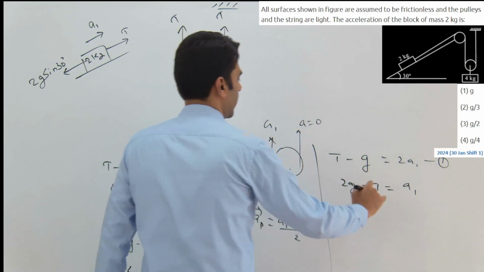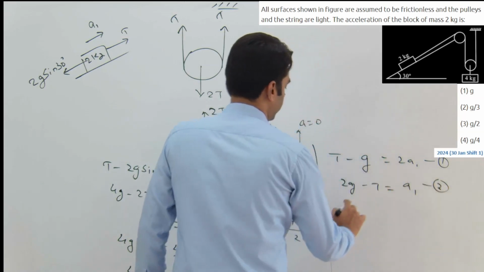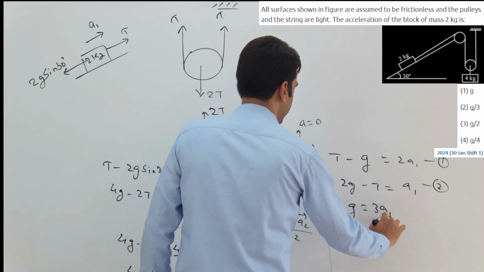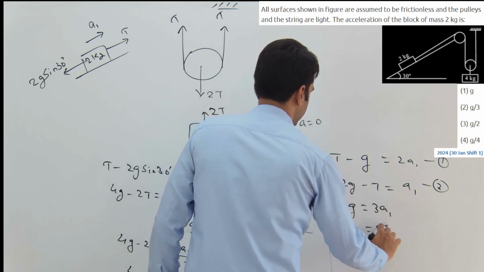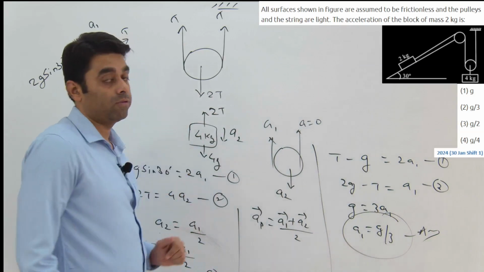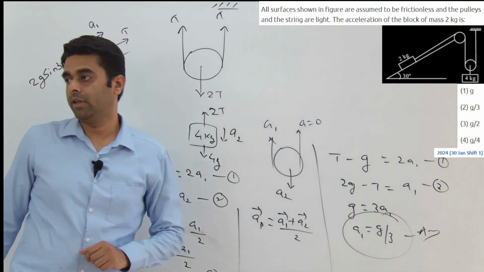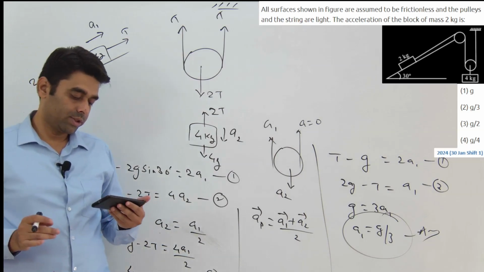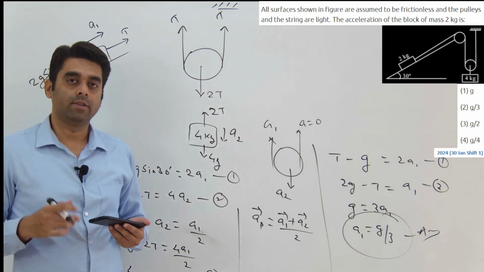Well and good. Let's add them. This is your third one. If we add it, we'll get 2g minus g, which is g, equals 3A1. That implies A1 equals g by 3. Acceleration of the 2 kg block comes out to be g by 3. Now you check the options. Option 2 is our correct answer. Let's move ahead.